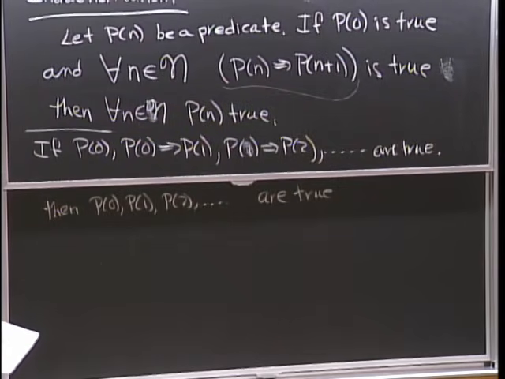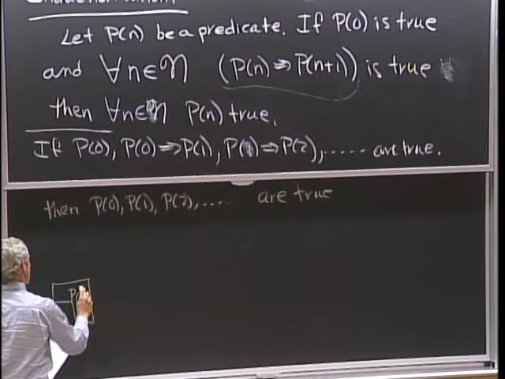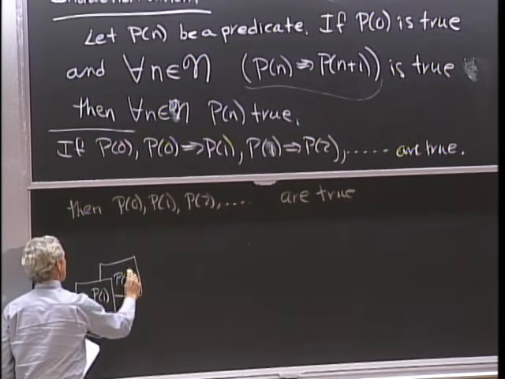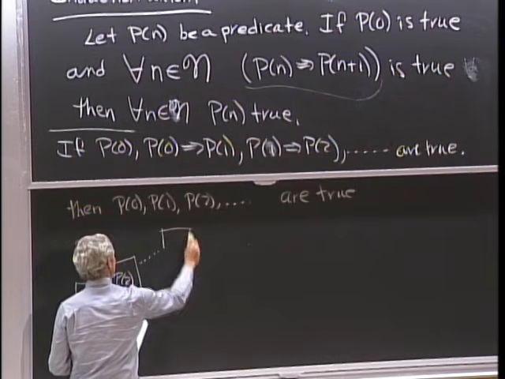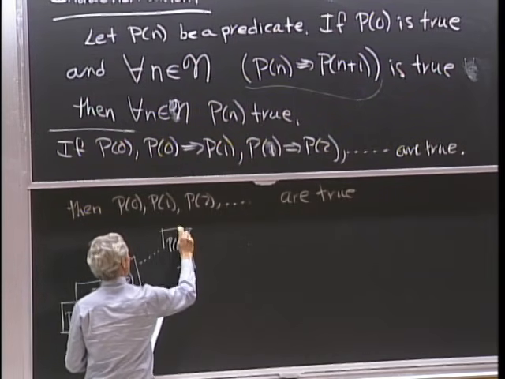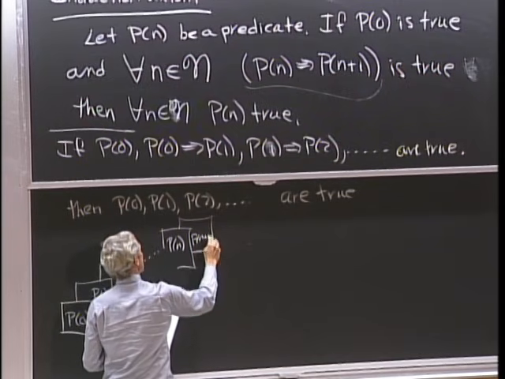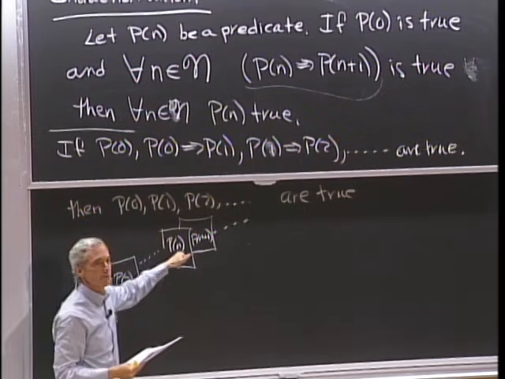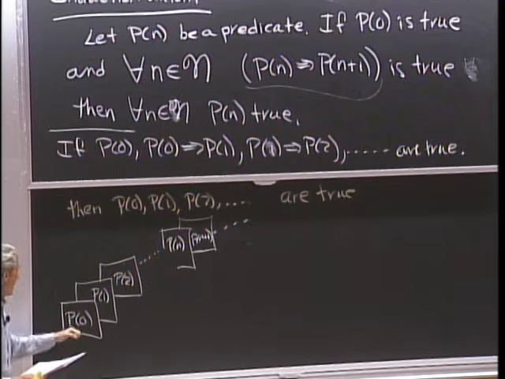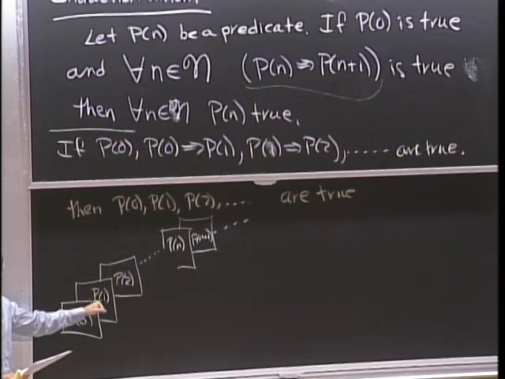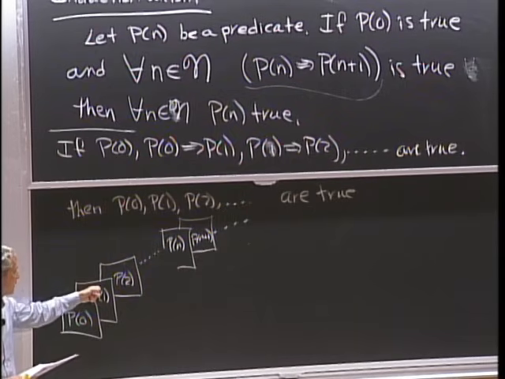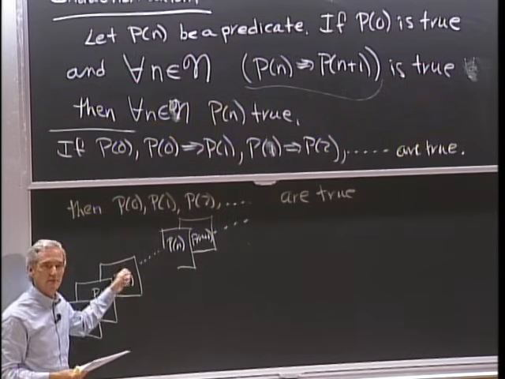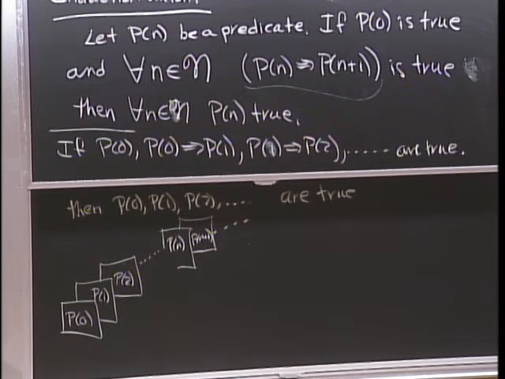You can sort of view this as a series of dominoes. I've got a domino for each n. And each domino knocks over the next in terms of truth. Knocking over corresponds to truth here. And if I know P0 is true, that means I knock over P0. P0 implies P1 means P1 goes down. P1 implies P2 means P2 goes down, and so forth. All right, pretty basic.